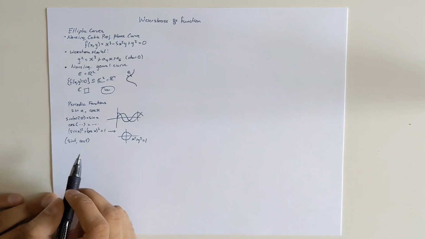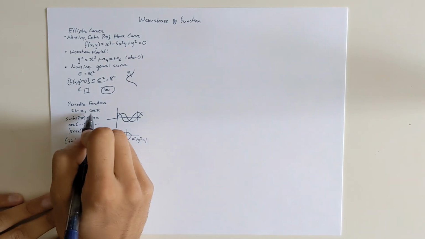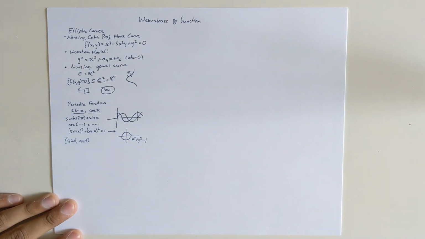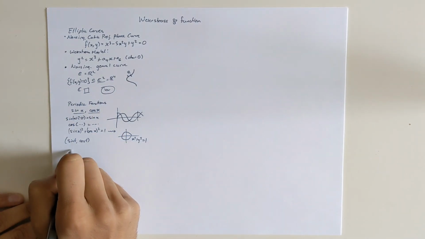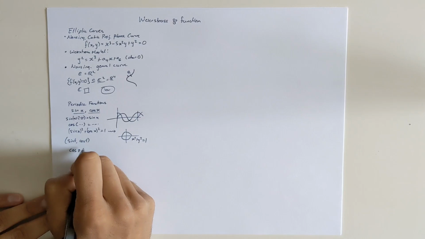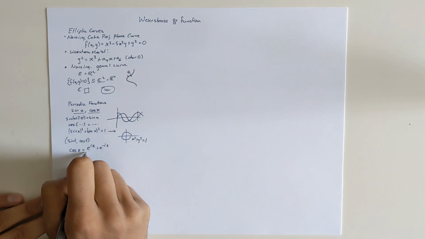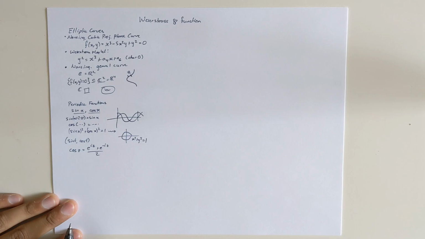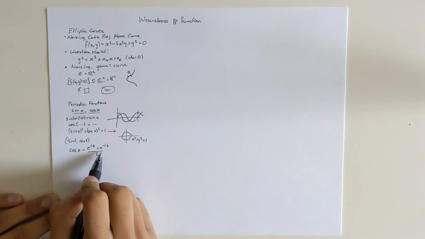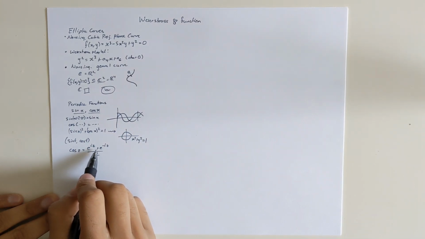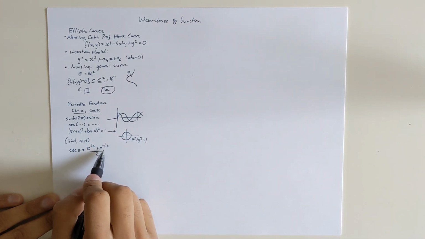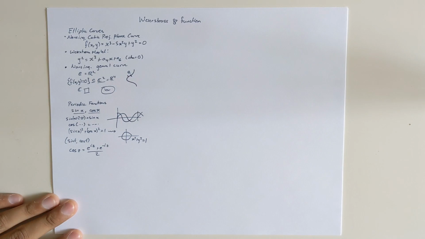One thing you might have learned eventually is that these functions can be extended to the complex plane as follows. For example, cosine of z is equal to e to the iz plus e to the minus iz over 2. Is that correct? Yes, because this is just cosine z plus i sine z, and this is cosine z minus i sine z, and so that cancels and so on.